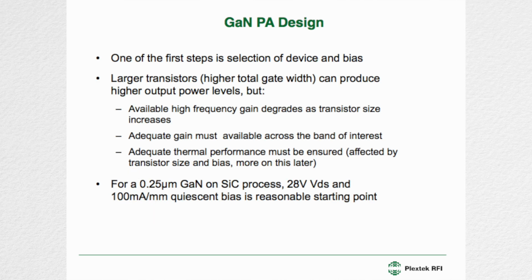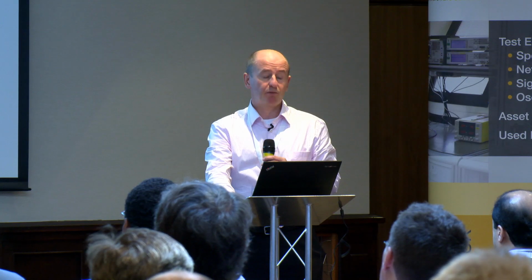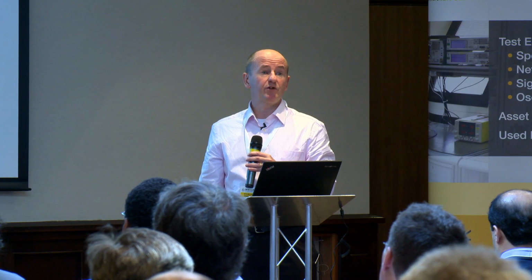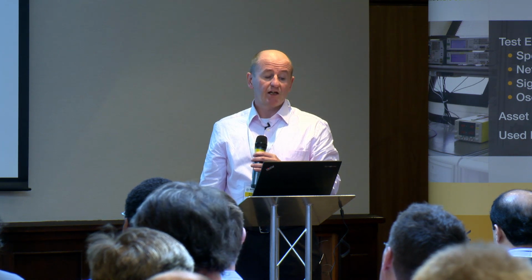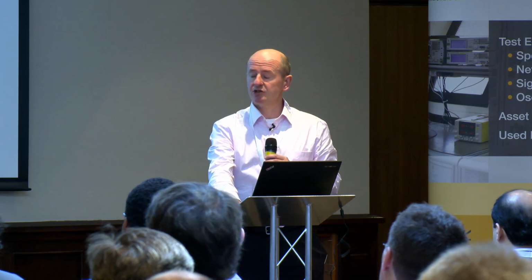So one of the first steps with a simple GaN PA design is to select your device and the bias. Now, larger transistors with more total unit gate width will have a higher output capability. However, at higher frequencies, the gain degrades as the transistor sizes increase. That's both the number of fingers and the unit gate width. You must make sure you've got adequate gain across your band of interest.